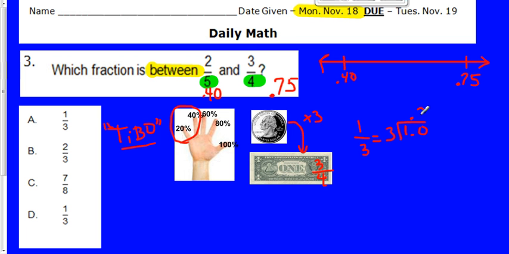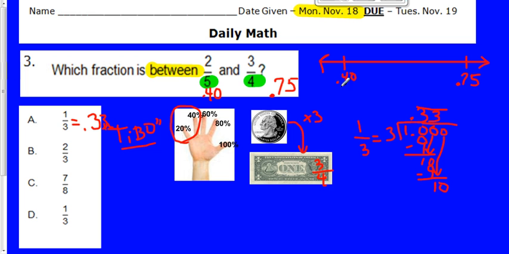3 can go into 10 3 times. 3 times 3 is 9. I subtract that, I get 1 left over. I have to add a 0 and bring it down. So again, 3 goes into 10 3 times, which is 9, which I have 1 left over again. This is going to keep going and keep going. So this is one of your repeaters, and I'm going to show that by putting a line above it. So 0.333 goes on and on and on.